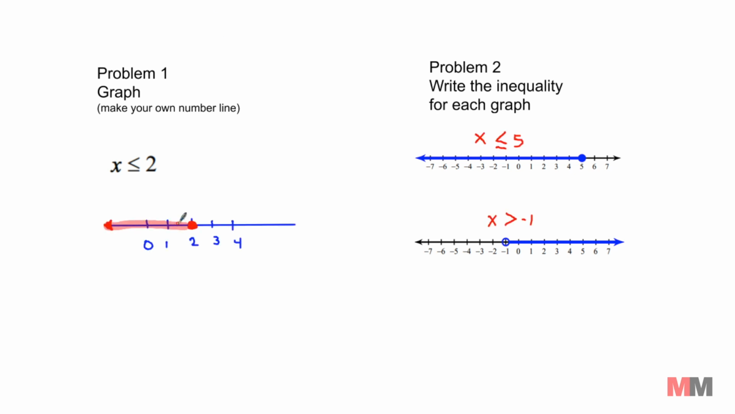Here are the answers for the problems. As far as the first problem, x is less than or equal to 2. You want to start off with 2. Make sure you bubble it in, closed circle, and all the numbers that are less than 2 are to the left.